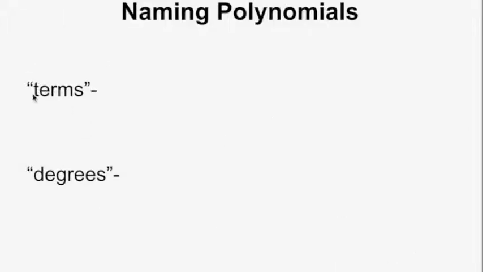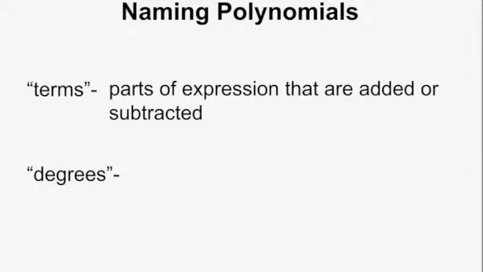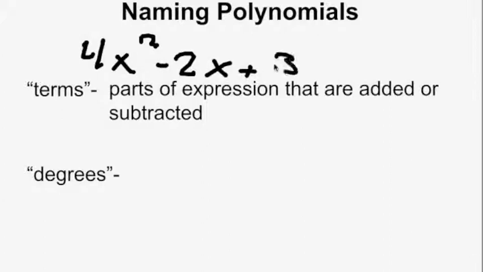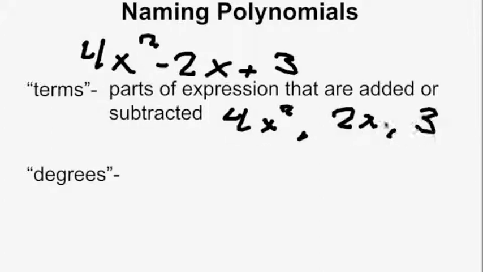So you can name polynomials either by terms or by degrees. Terms are the parts of the expression that are added or subtracted. So if we go back to our example of a polynomial of 4x squared minus 2x plus 3, the terms would be 4x squared, 2x, and 3, because those are the three parts of the expression that are added and subtracted together.